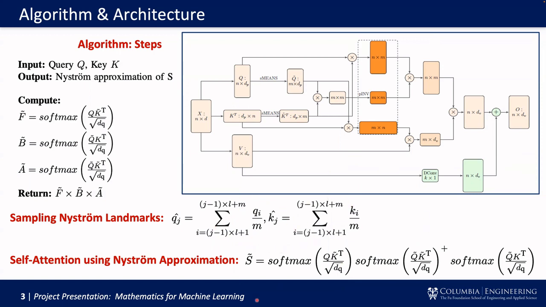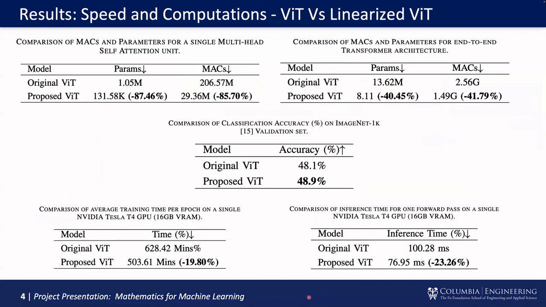Pseudo Penrose inverse of approximated softmax matrix is calculated with the help of singular value decomposition. Hence, our architecture replaces the quadratic attention in ViT with the linear attention, thus achieving faster speeds and convergence while working with long sequences of image data. Next, Siddharth is going to go through the results.